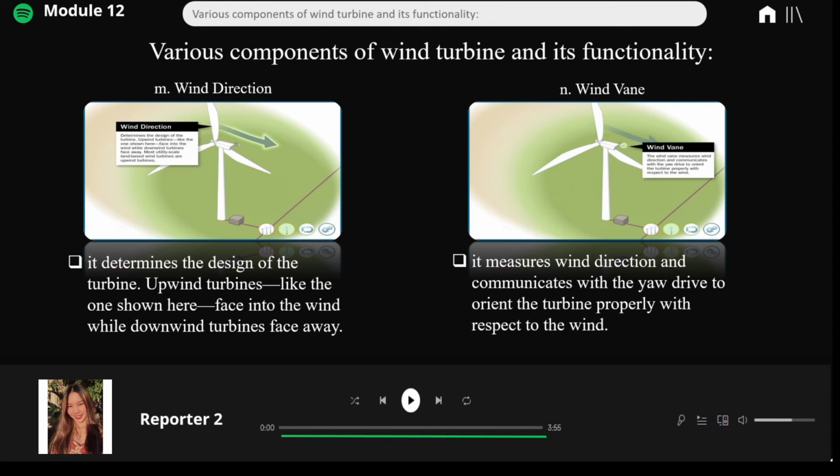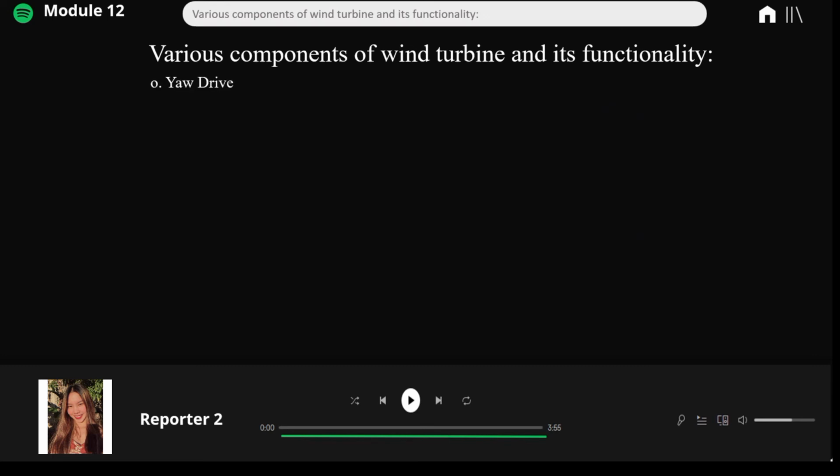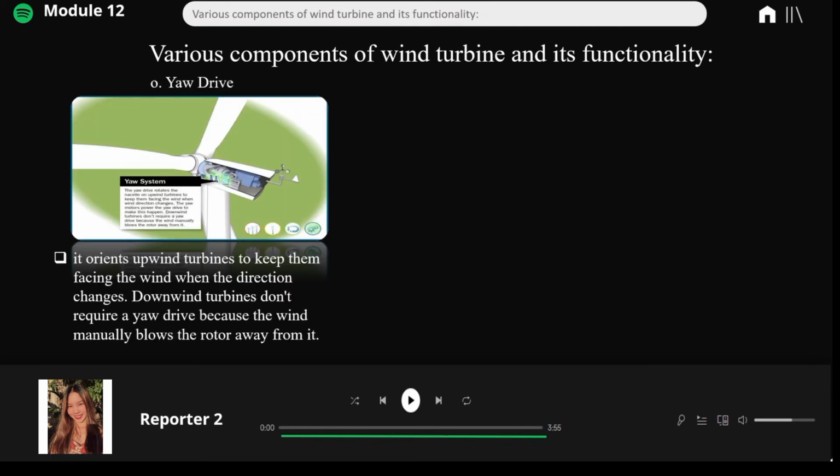to the wind. So, the wind vane is used for showing the direction of the wind, and the word vane comes from the Old English word fana, which means flag. Next, the yaw drive. It orients upwind turbines to keep them facing the wind when the direction changes. Downwind turbines don't require a yaw drive because the wind naturally blows the rotor away from it.